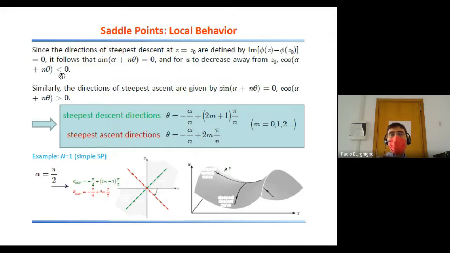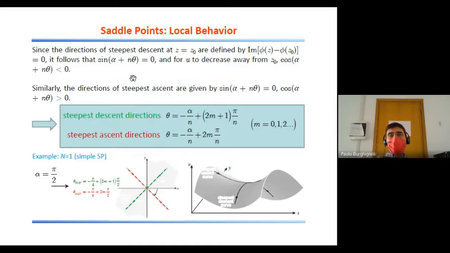Okay. On the other hand, the direction of steepest ascent will be given by the same condition on the sine function, that must be equal to 0, but in this case the cosine function must be positive. In that case, the increment of the function will be positive, and we will have that the saddle point is a local minimum, whereas on the steepest descent path, the saddle point is a local maximum. Okay, as you can see also in the figure here at the bottom right.